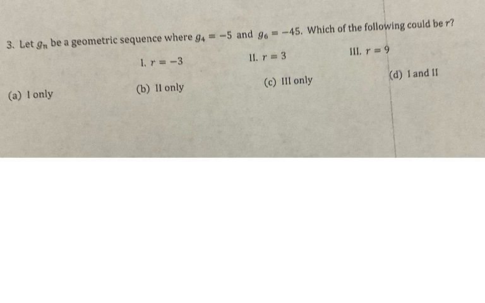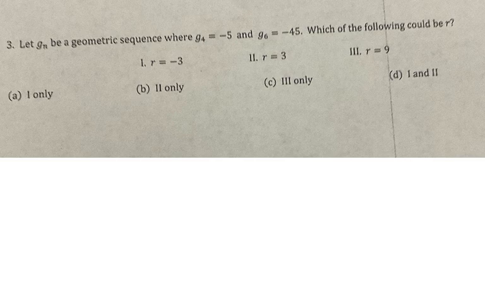Here, G sub n is geometric, where G sub 4 is -5, G sub 6 is -45. Which of the following could be r? So basically, how much have I grown? Remember, we have to think multiplying. How much have I grown to go from -5 to -45?